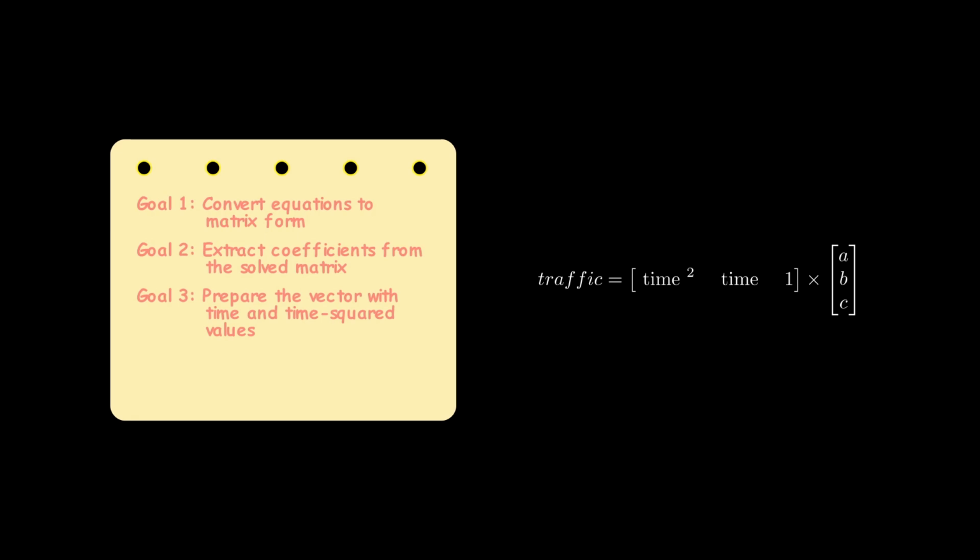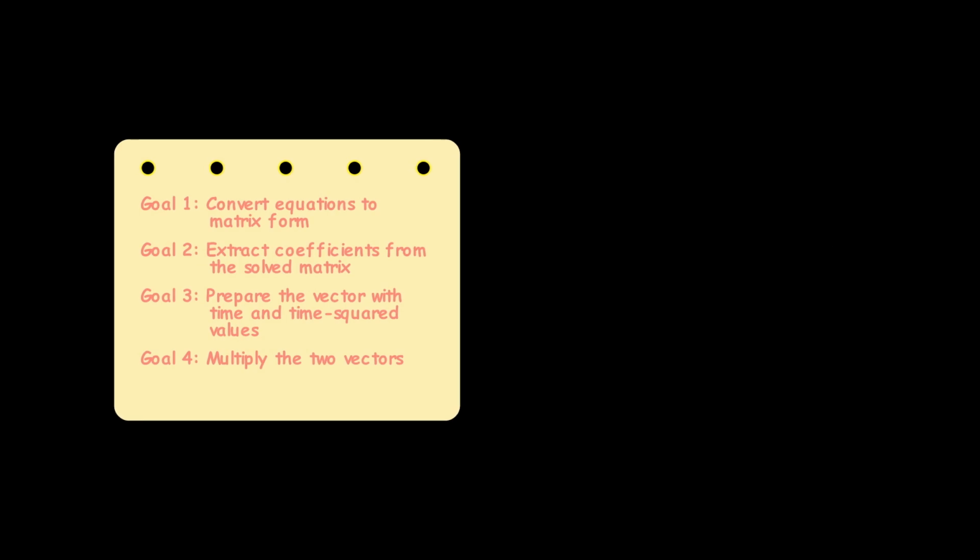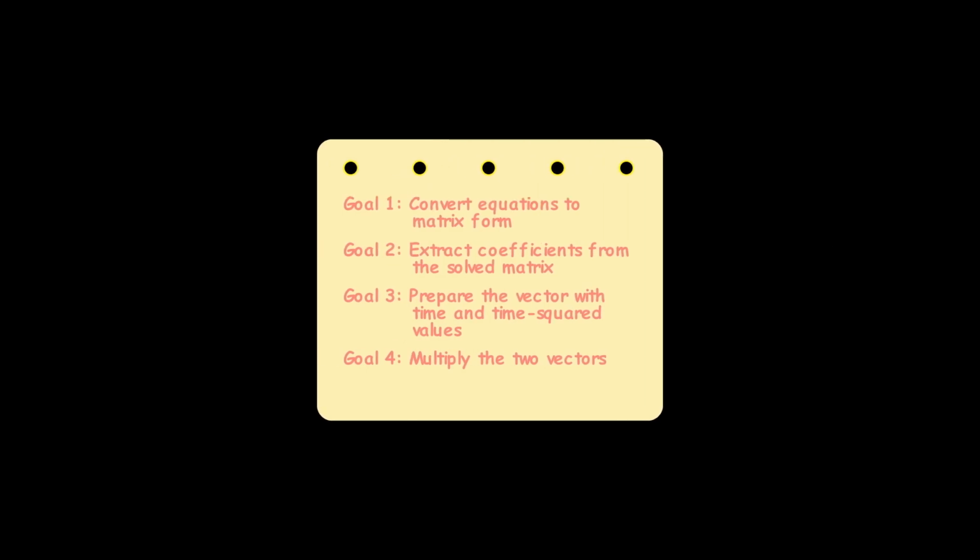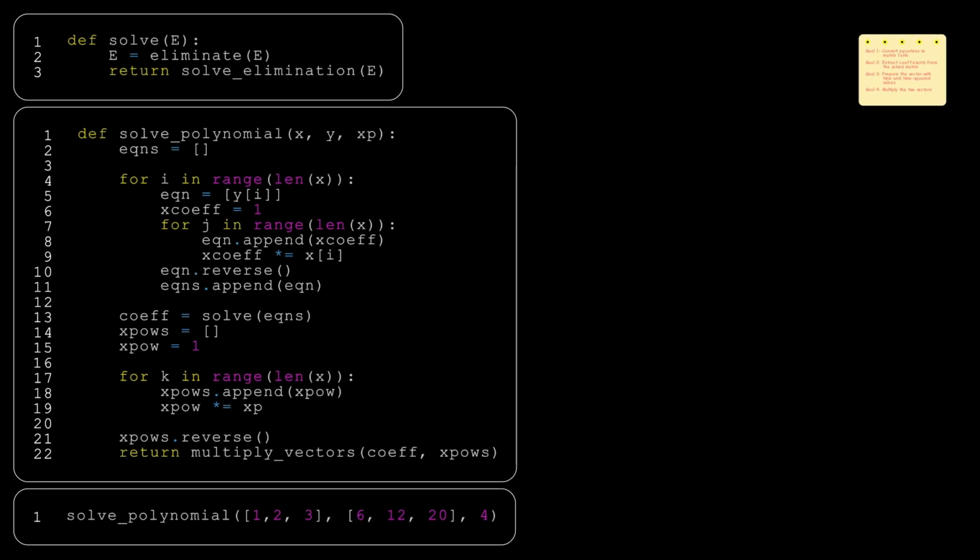Finally, we calculate the traffic value at time equals 4. To do this, we multiply the coefficients column vector with the time and time-square row vector. So, our fourth and final objective is to perform matrix multiplication on the two vectors. This gives us the traffic value we need. Now that we've understood the logic, let's keep this note handy when we dive into the actual code.